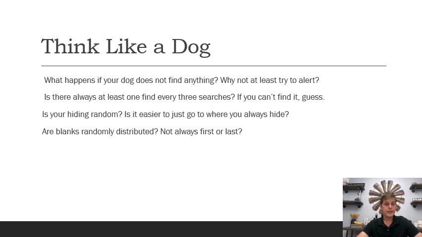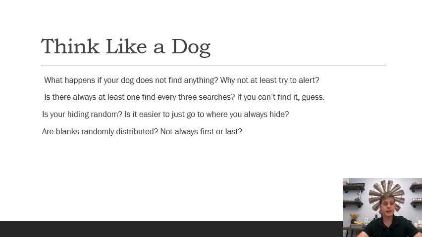And then is there always at least, say, for example, one find every 3 searches? Is there some pattern to what you're doing that the dog can pick up on, that if I didn't find anything in the first 2 areas, then that means that there must be something in the 3rd area? Is your hiding random? Perhaps you're always hiding it in the exact same 3 spots, but you didn't realize it because you're not tracking it.